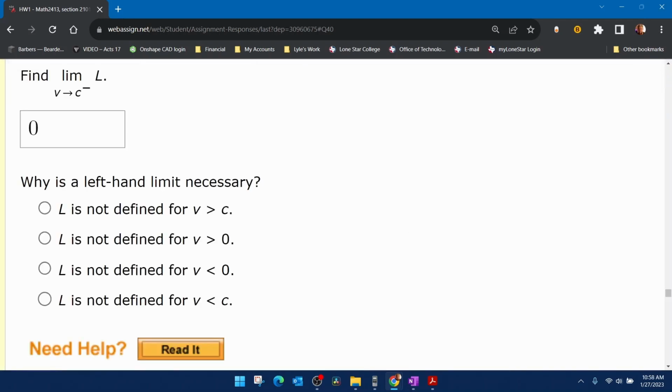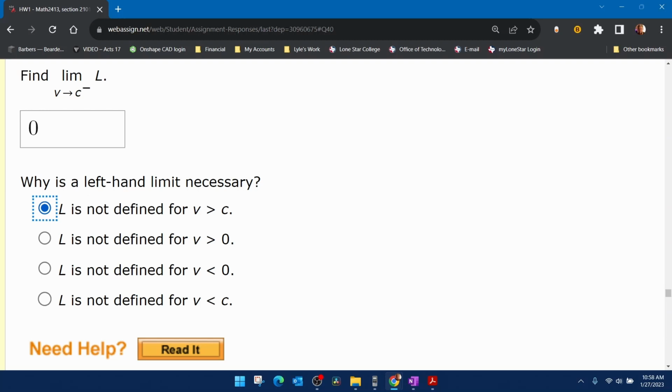So for the second part of this question, it says, why is a left-hand limit necessary? That is because velocities cannot exceed the speed of light. So we can't come in from the right-hand side because that would imply that we would have a velocity bigger than c, and that's just not possible. So we would say that L is not defined for velocities greater than c.